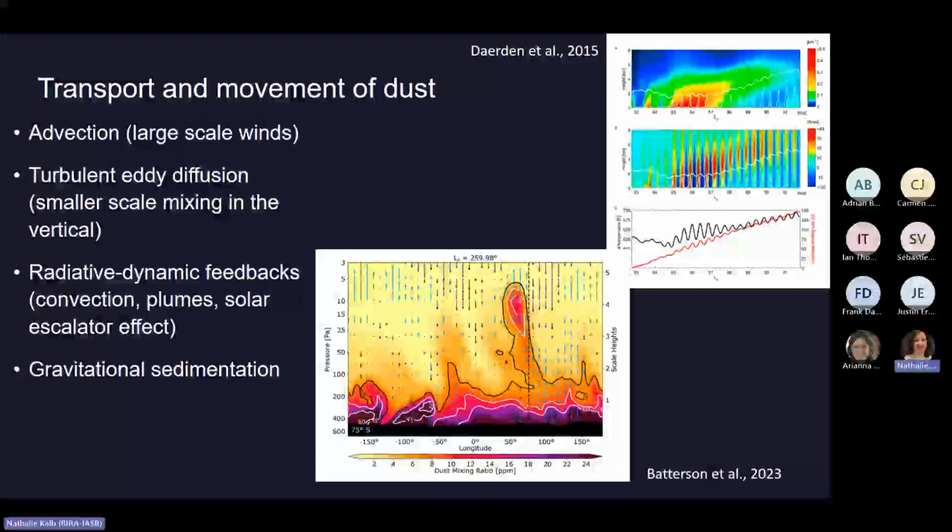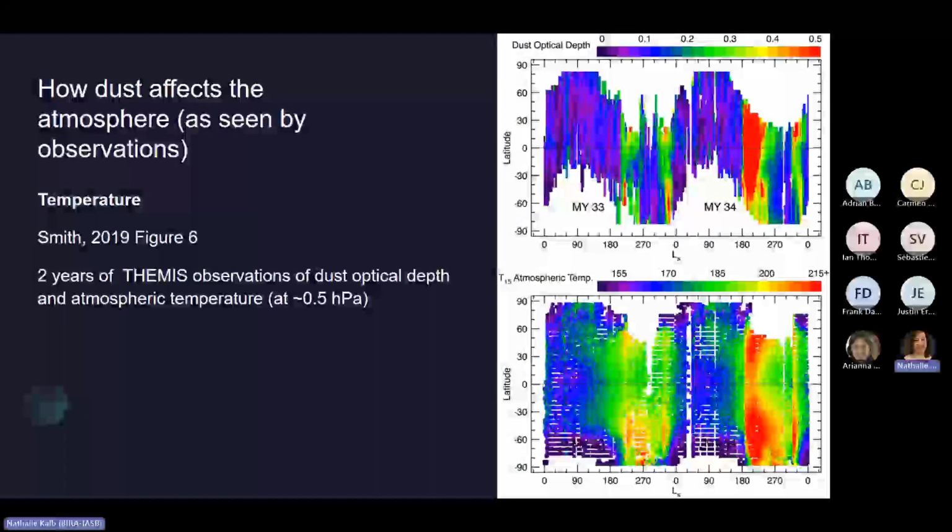And of course, you can have the dust falling down. So that's the transport and movement of dust. And then we can look at, okay, now we've got the dust up there, how does it affect the atmosphere? Yannick showed some results yesterday as well. The first thing to look at is temperature.